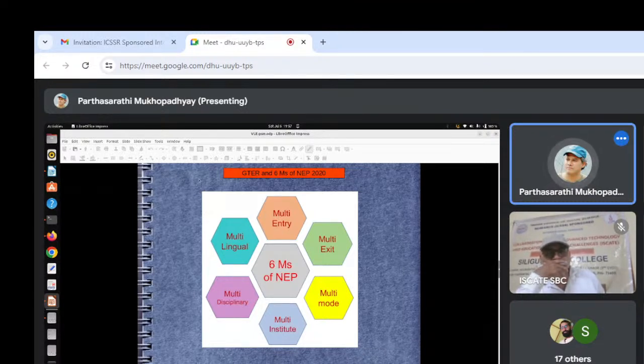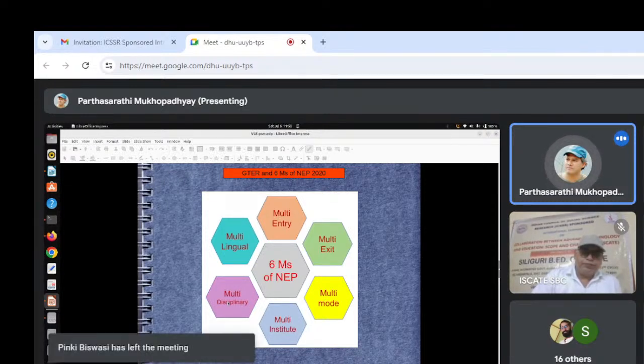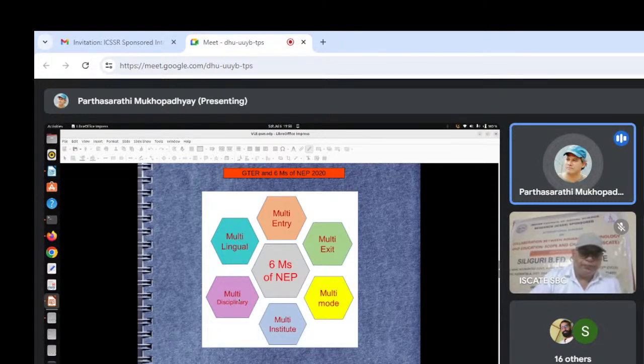So these are the 6 aims of NEP 2020, and throughout our presentation we will be learning why this is coming: multi-entry, multi-exit, multimodal, multi-institutional, multidisciplinary, means skill should be given more emphasis in higher education courses. That's why a lot of this kind of courses are coming in UG PG level. GEC course, ACC course, AEC course, these are all targeting this multidisciplinary skill-oriented education, and everything has a reason.